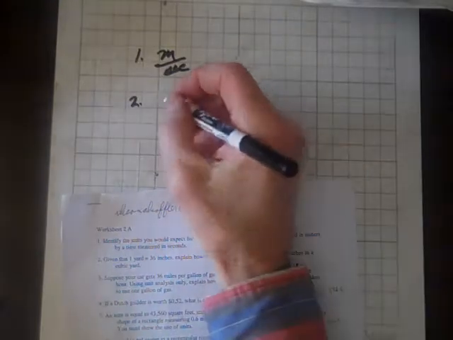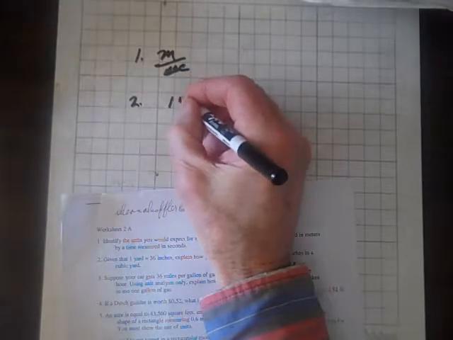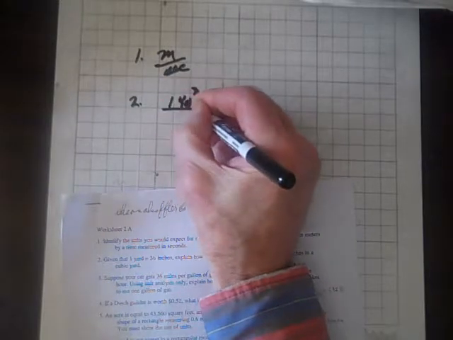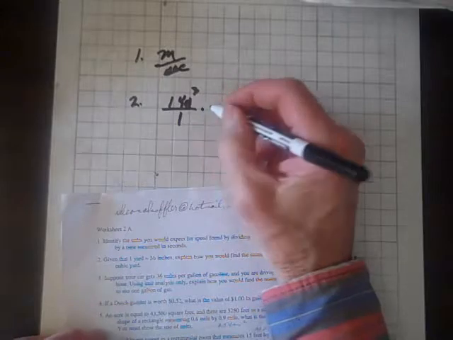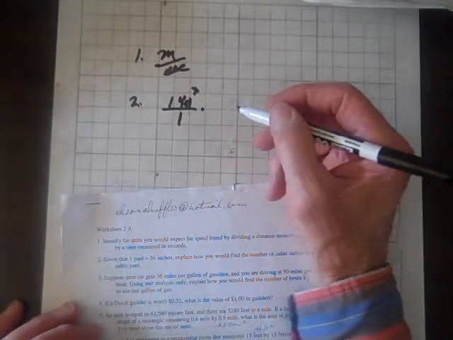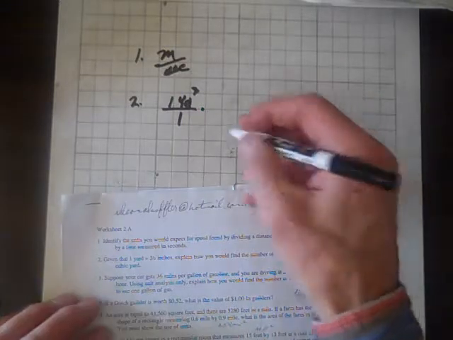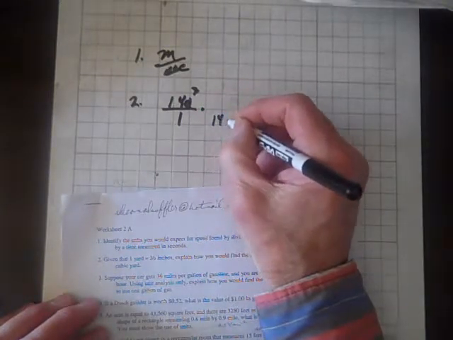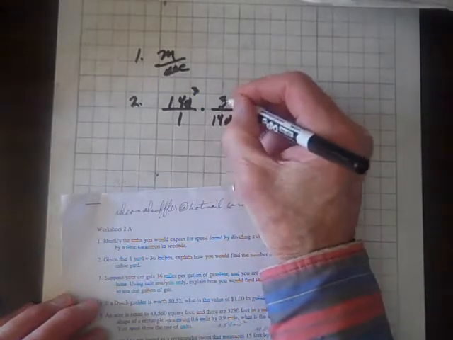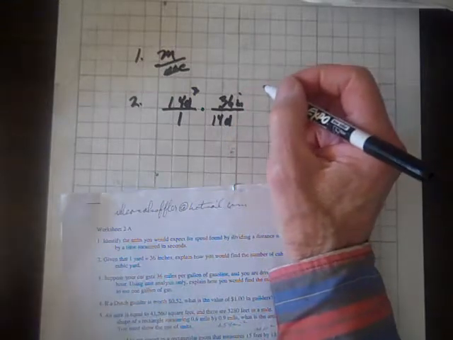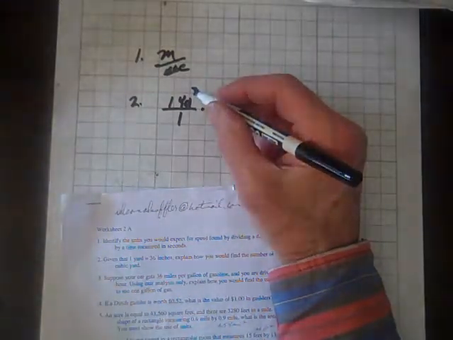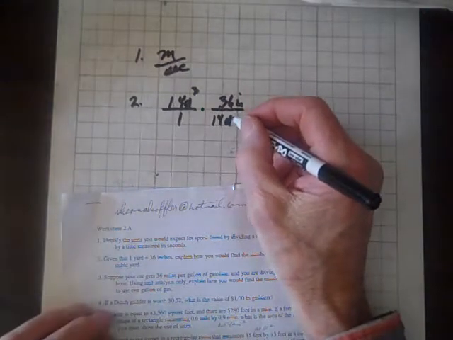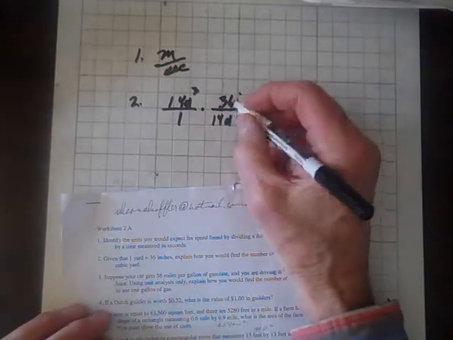Given that 1 yard equals 36 inches, explain how you would find the number of cubic inches in a cubic yard. Well, we'll start with 1 yard cubed, and we're going to use dimensional analysis. Put that over 1. Now we need the number of cubic inches. So we know this. In 1 yard, there's 36 inches. So now we have to cube everything because we need to get rid of that cubic yard. So if we cube one piece of this, one factor of this quotient, we've got to cube everything.